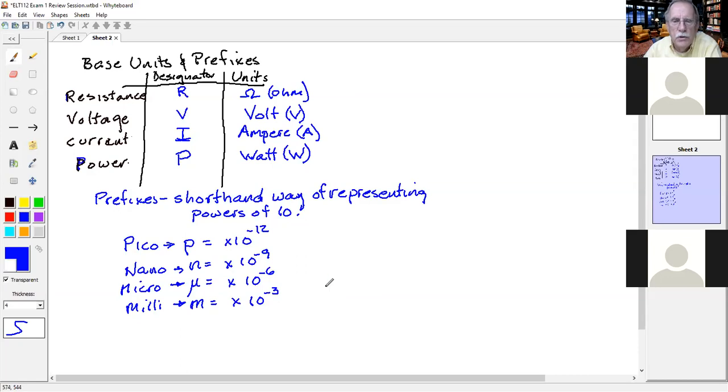If we go to the larger prefixes, I guess we'll keep going this way. The next prefix up would be kilo, which we abbreviate as lowercase k, and that's times 10 to the plus 3. Then we have mega, which is capital M, which is times 10 to the 6. Notice you have to be really careful that you use M twice.